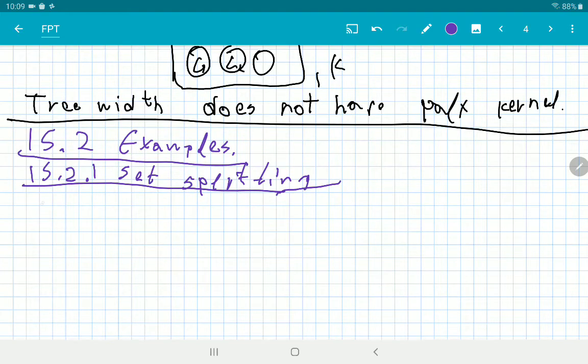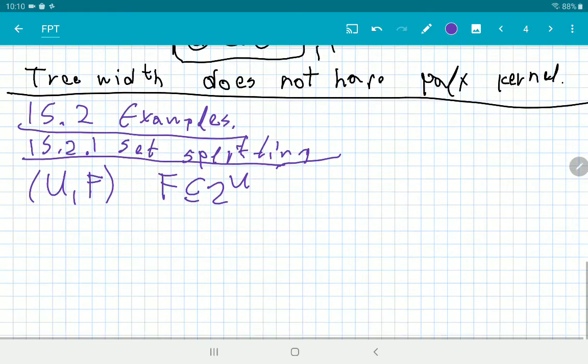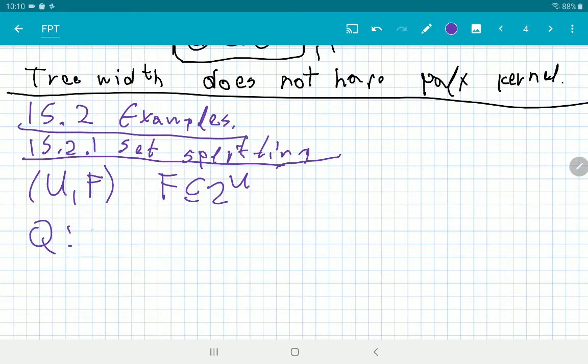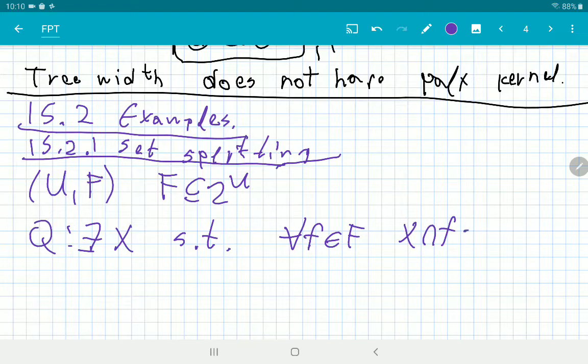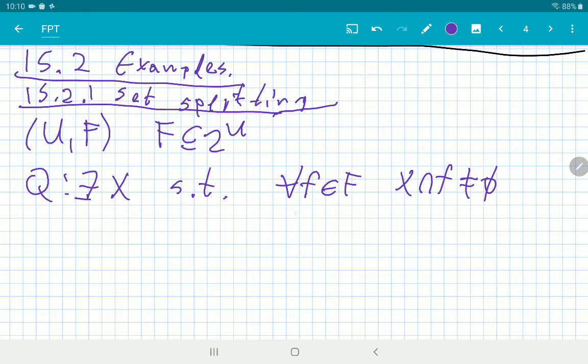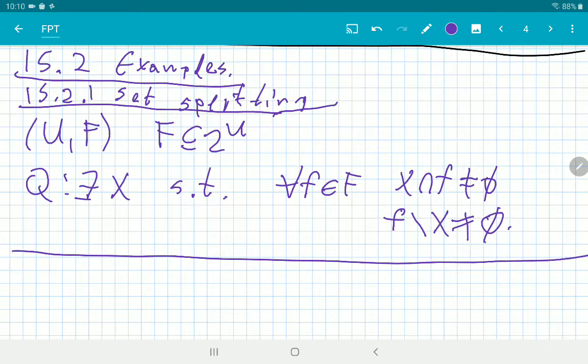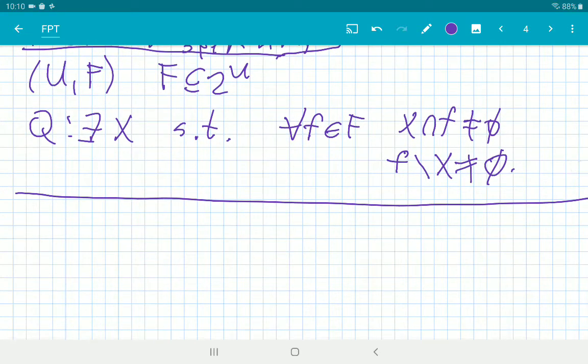Set splitting is, think about set cover. You have a ground set U, and a family F of subsets of the universe. And now you ask the question: does there exist a set X such that we want two things? We want that for every F in the family, X hits it, so it's a hitting set. But here's where things become interesting. We also require that X does not cover F. So if you look at F minus X, there are elements that are not covered. So the question is, is there a splitting set? And this problem is NP-hard. Because what else can it be? Proof by laziness.